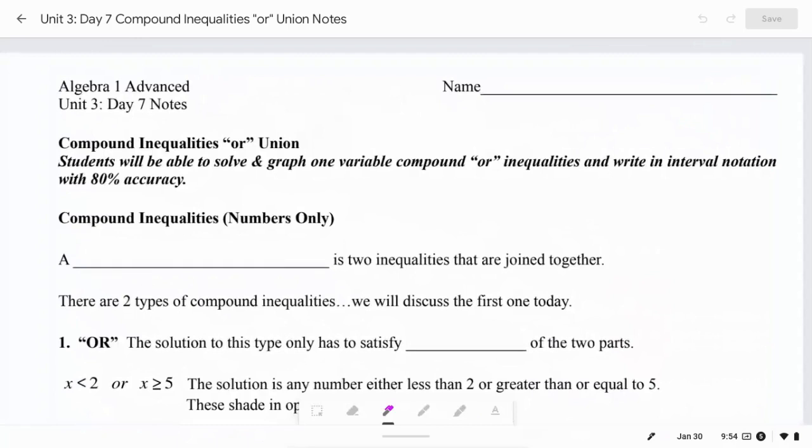In this video, we will be discussing the first type of compound inequality, an or, or union, inequality. There's two types. There's and, and or. We'll talk about and tomorrow. Today, we're just going to focus on the first type, which is an or.